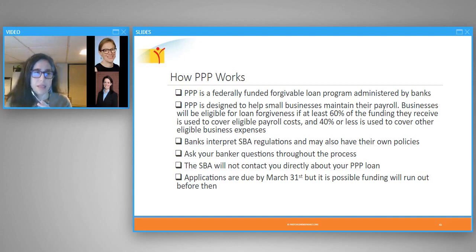PPP is all about maintaining payroll. So the amount of loan that you receive is going to be based off of the size of your payroll. And you'll be eligible for forgiveness based off of using the loan towards your eligible payroll costs. At least 60% of the money you receive must be used towards eligible payroll costs, with the remaining 40% or smaller used for eligible business expenses in order to receive forgiveness.